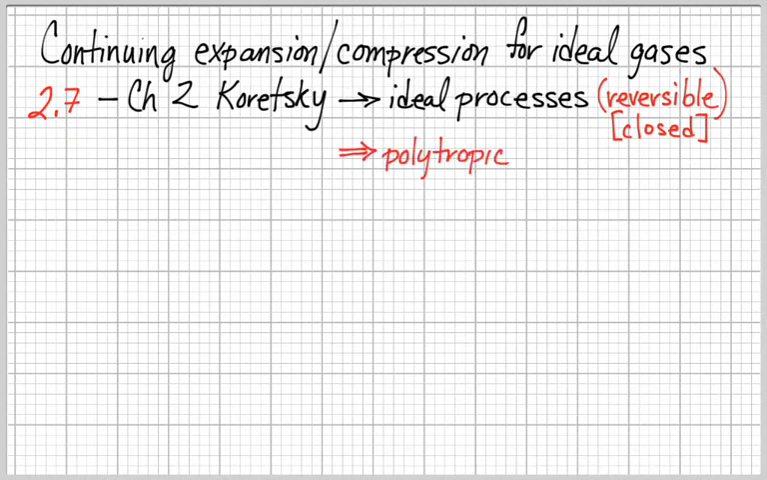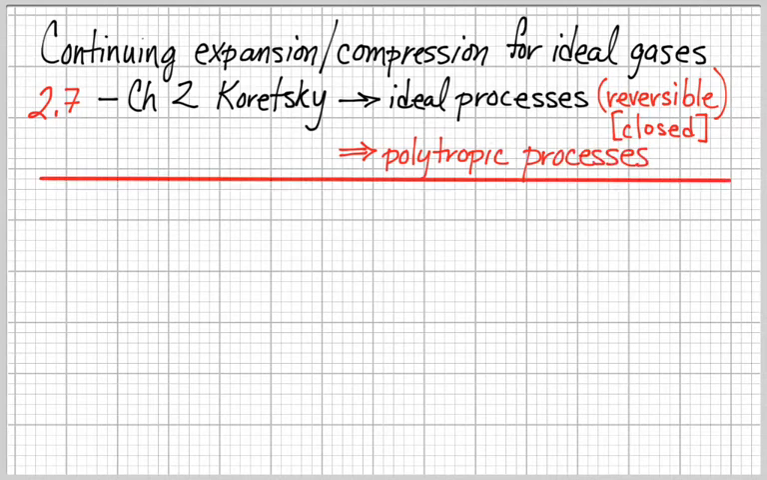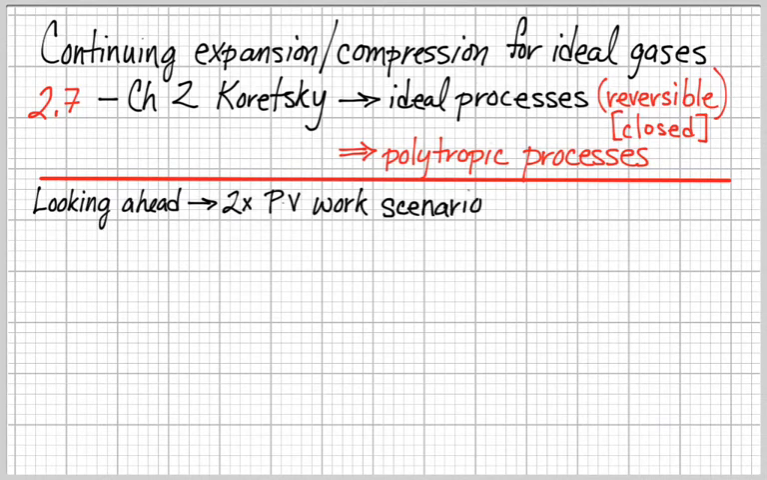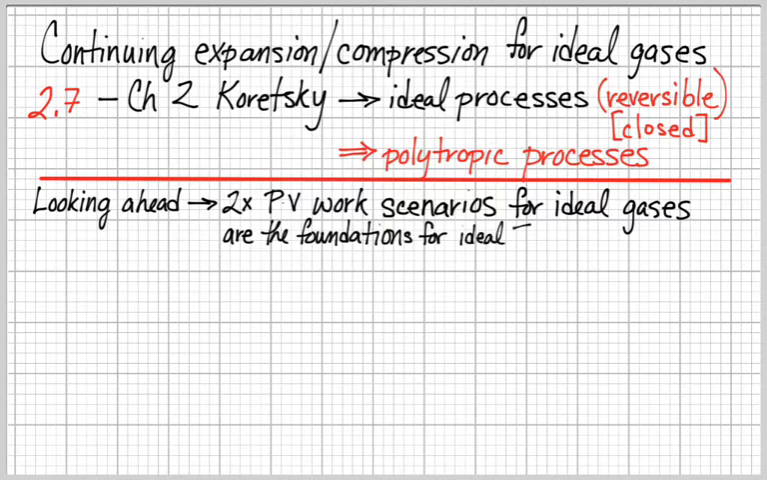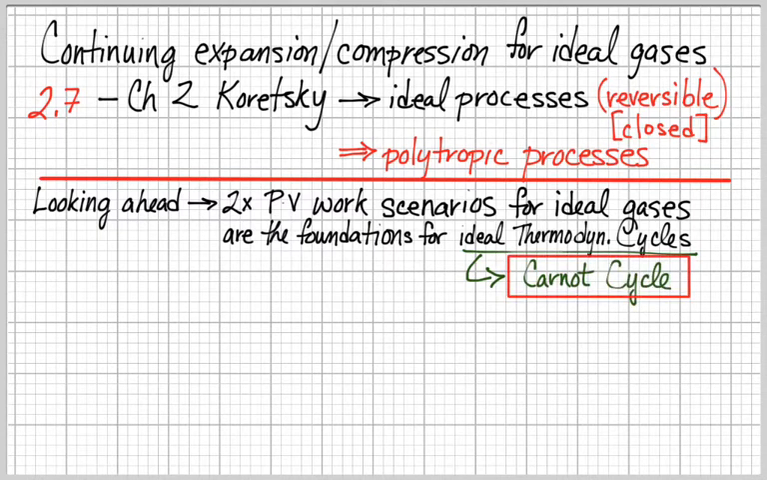Both of these processes, isothermal and adiabatic, are going to be called polytropic processes, and we described that in the last lecture. At least we expressed the term, and we're going to explore what it actually means inside of this lecture. Looking ahead, why we're doing this exploration of polytropic processes is that the two are pressure volume work scenarios, PV work scenarios, for ideal gases, and they make up the foundation for ideal thermodynamic cycles, or the Carnot cycle.